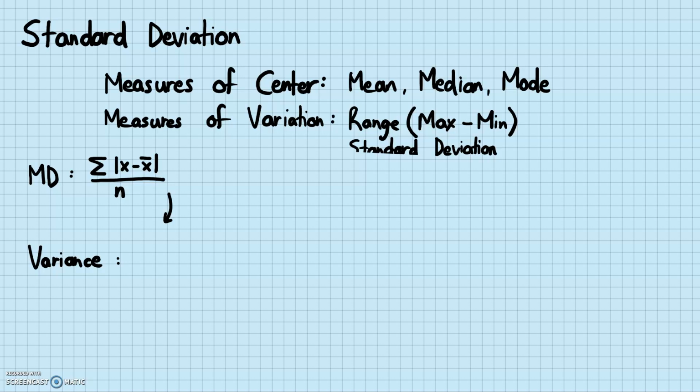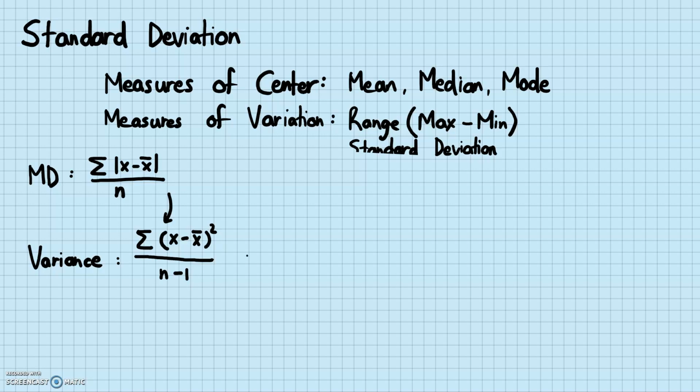And to do this, instead of taking the absolute value, we're taking the square, and instead of dividing by n, you divide by n minus 1. Now, how this formula was derived is a little bit more complicated than can be explained in this video, but I'm just introducing the formula for variance. So that was the next step after mean deviation of calculating the measures of variation.